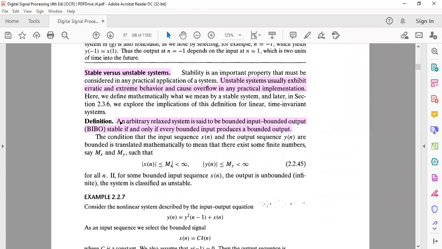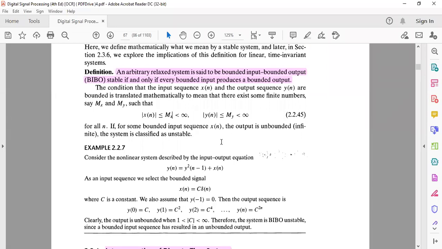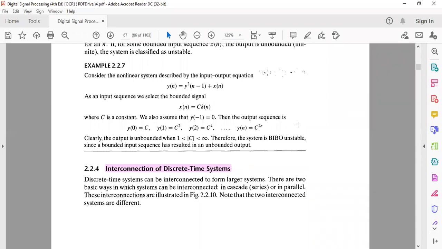Okay, great. And we're saying that this is for all n. If for some bounded input sequence x(n), the output is unbounded, then the system is classified as unstable. So a bounded input should produce a bounded output if the system is said to be stable. Right?